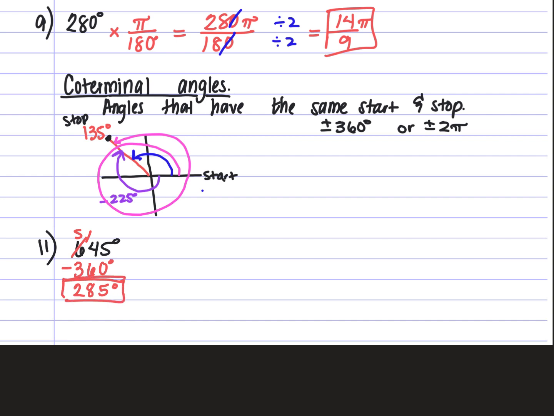Why? Because it's between 0 and 360 degrees. Now let's do a radian one. And real quick, if you look at 13, and I'll write it down.